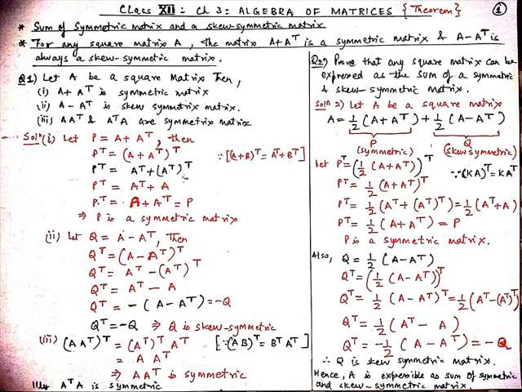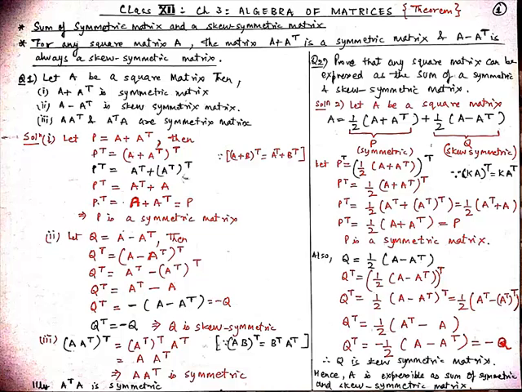So let P be equal to A plus A transpose. Then on taking the transpose on both sides we get P transpose is equal to (A plus A transpose) whole transpose. Since we know the property of transpose that (A plus B) transpose is equal to A transpose plus B transpose, using it we get P transpose is equal to A transpose plus (A transpose) whole transpose, and we know that (A transpose) whole transpose is A. So P transpose is equal to A plus A transpose, and this is equal to P. So from here we get P transpose is equal to P, therefore P is a symmetric matrix.